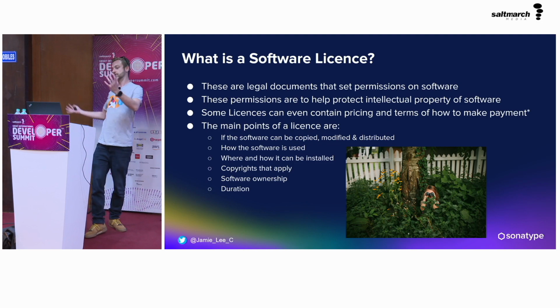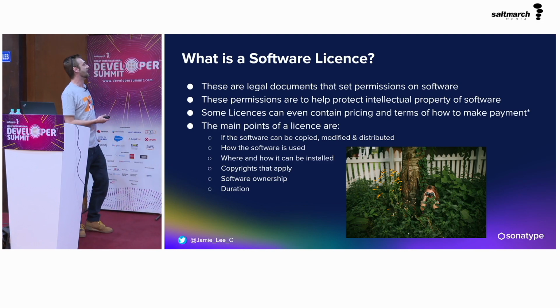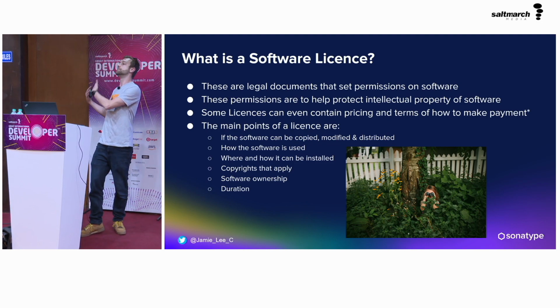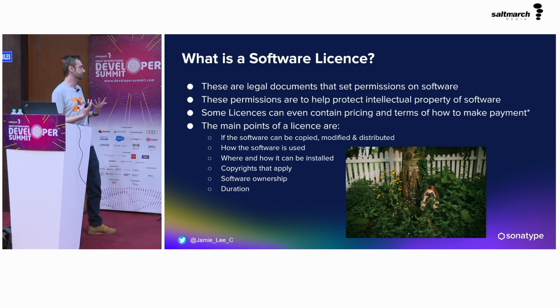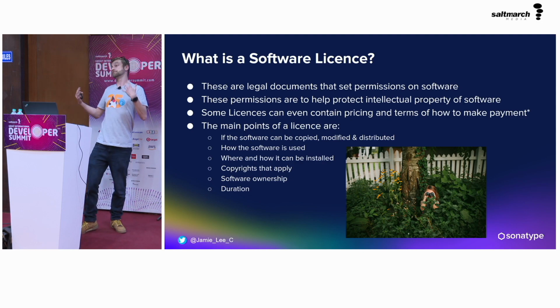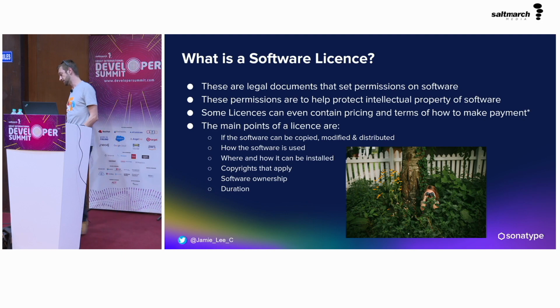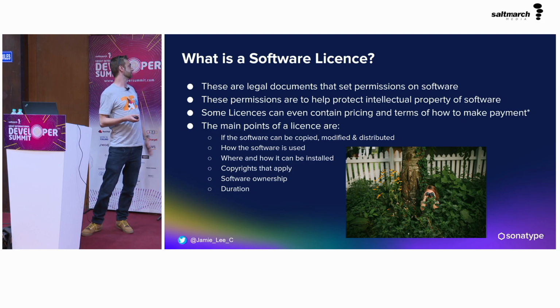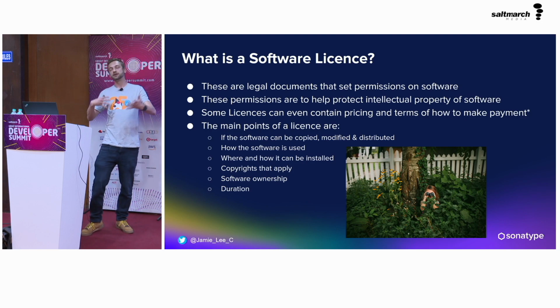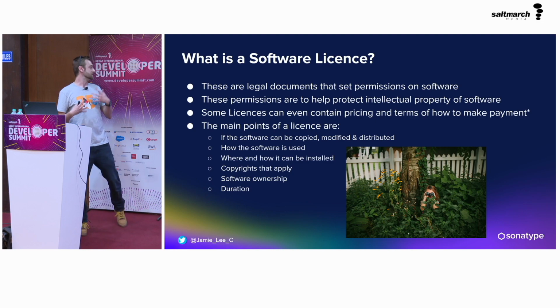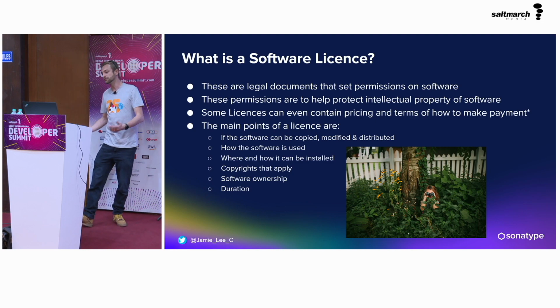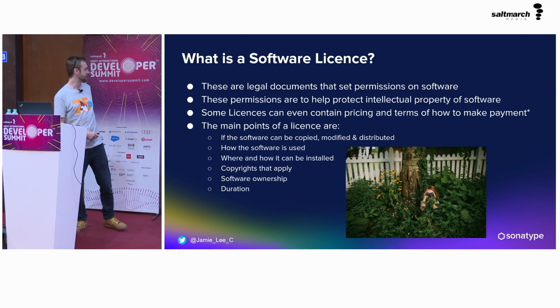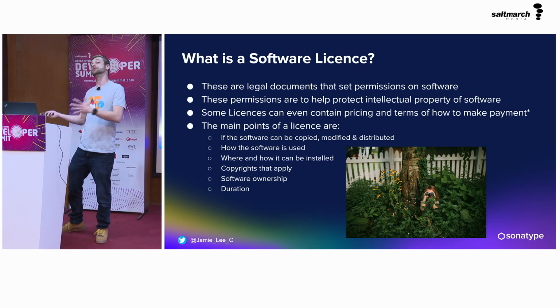So, a summary of a software license: it's essentially a document that sets out permissions on the software you can use, right? These permissions are basically there to help protect the intellectual property of the open source software. Some of the main points of the licenses are if it can be copied, modified, redistributed, how it can be used, how it can be installed, any copyrights, the patents around it. And it can also say the duration you use it for.